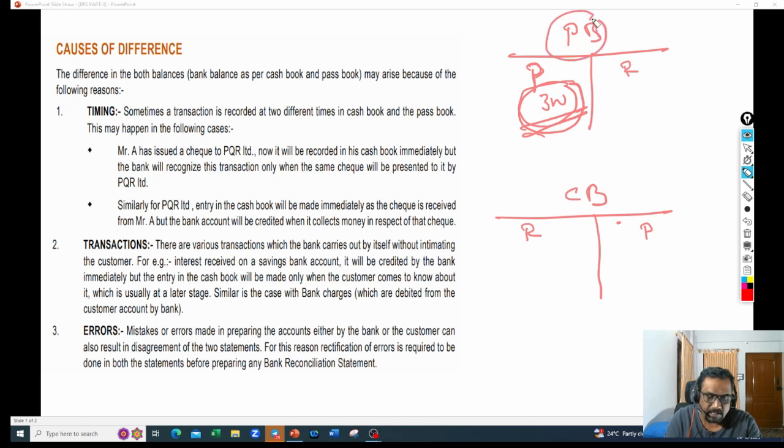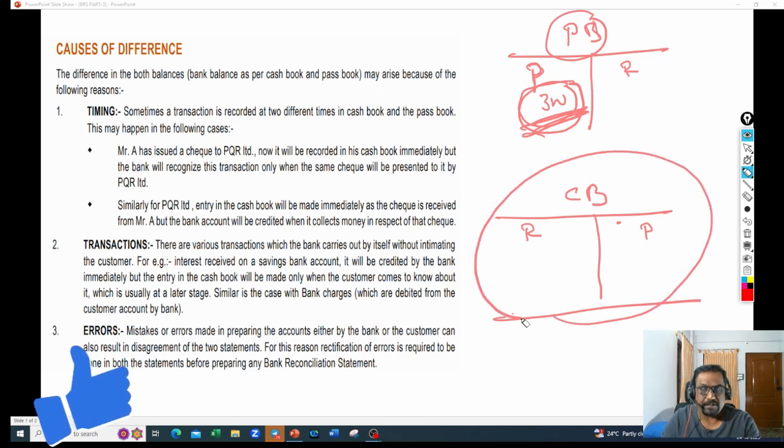Passbook in the sense of their bank books, but it is not in ours. So they recorded it in the bank books, but you did not record it in the cash book because you don't have that communication. Since you don't have that communication, you wouldn't have recorded this.